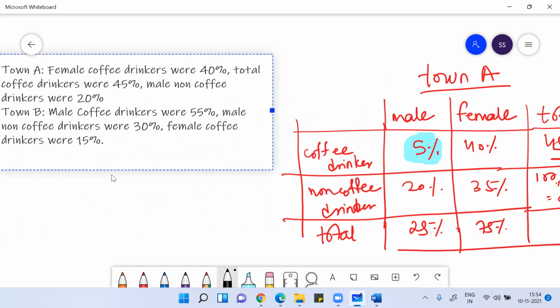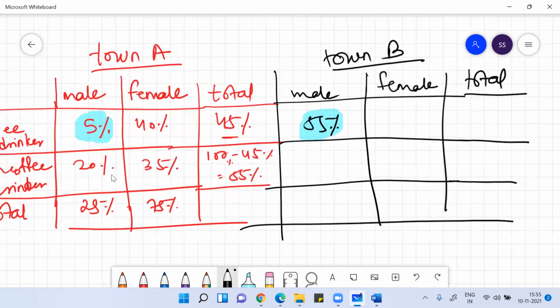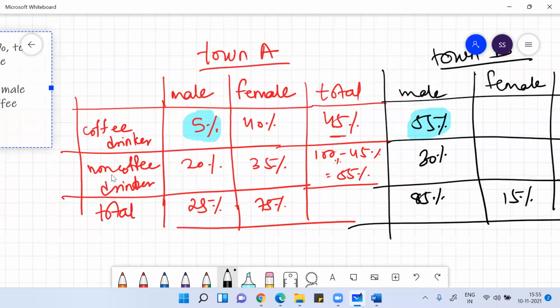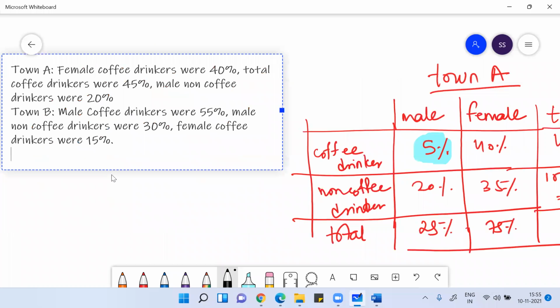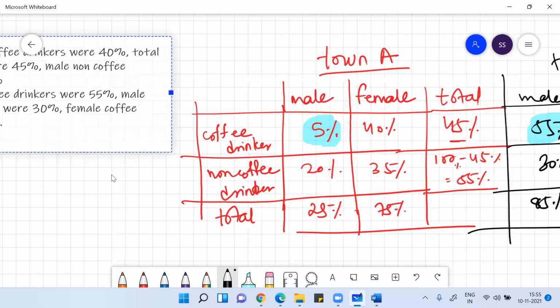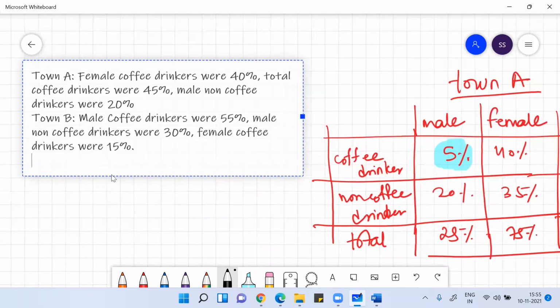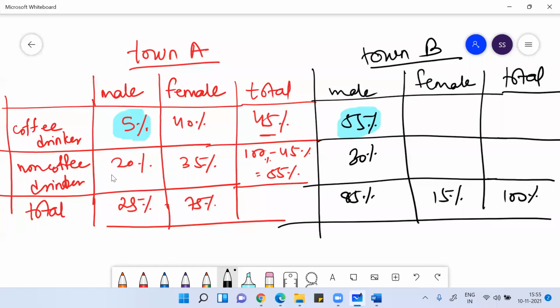Male non-coffee drinker is 30. So this would be 85%. This is 100. So this would be 15%. Okay. So male non-coffee drinker is 30. Okay. And then female coffee drinker 15. So this would be 70. This should be 30. This is a 0.